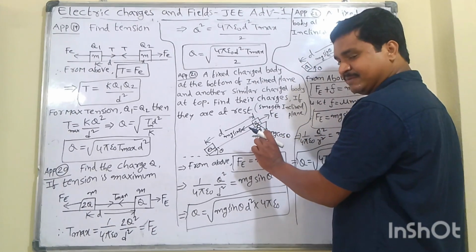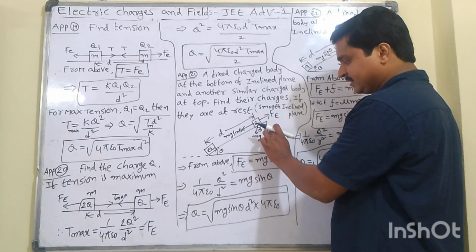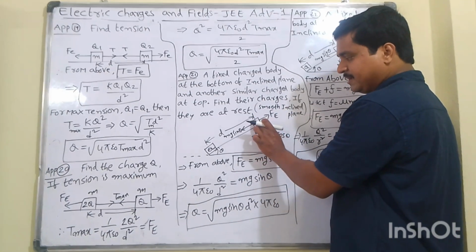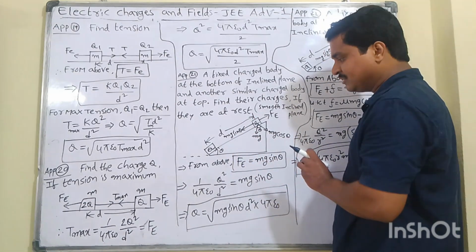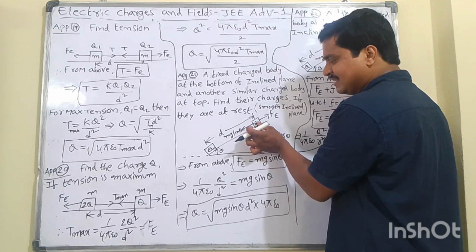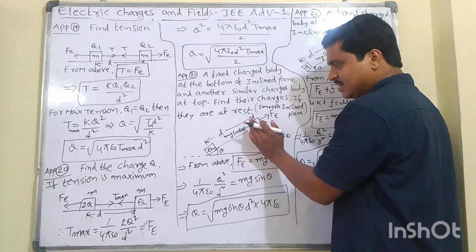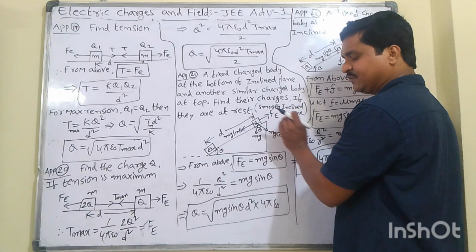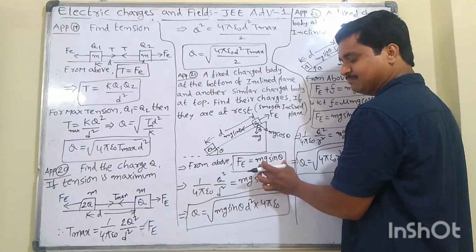The weight can be resolved into two components in the case of an inclined plane. Along the plane it is mg sin theta, and perpendicular to the plane it is mg cos theta. If you observe the diagram, what we can equate is that mg sin theta is balancing with the electric force Fe. Why? Because mg sin theta acts downwards, and exactly opposite you get the electric force Fe. So at equilibrium condition, Fe equals mg sin theta.